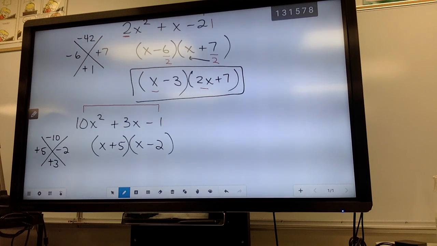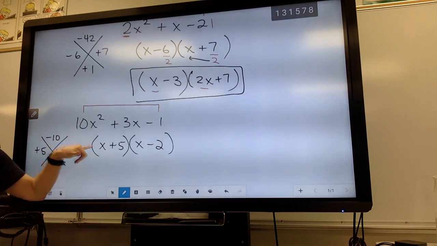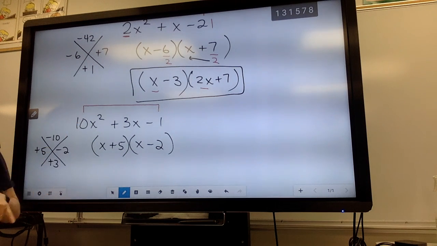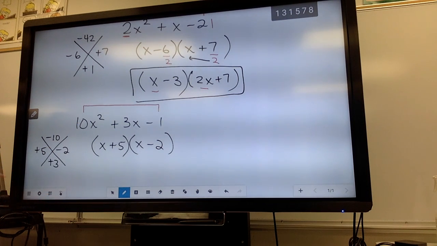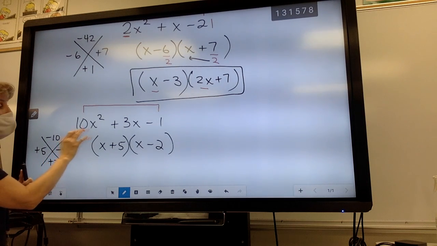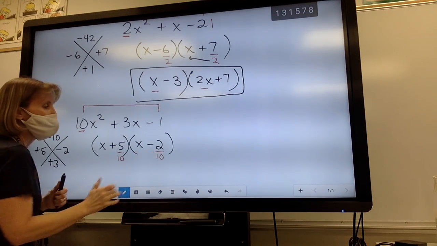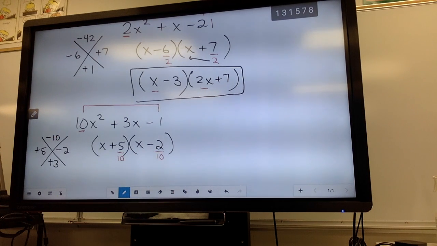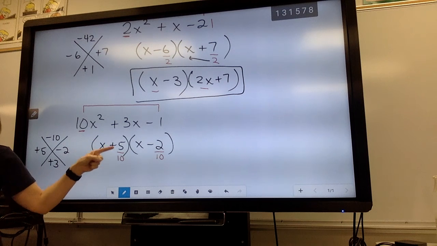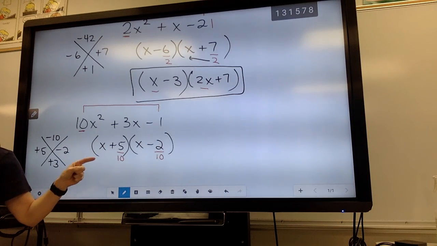Don't stop here, because if I stop here and I FOIL, first term times first term is not 10x squared. You've only found the two terms. We now have to divide by the leading coefficient. So I'm going to divide these by 10. Does this divide evenly? No. Okay, it's a fraction.